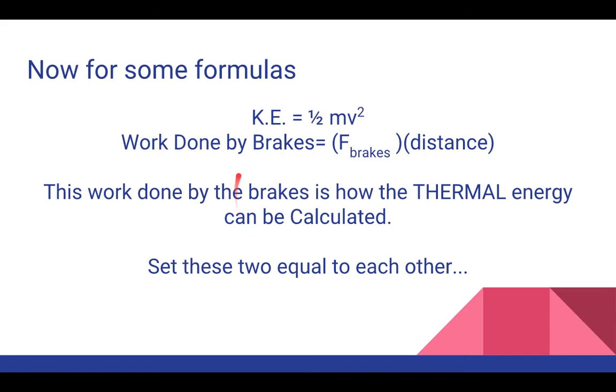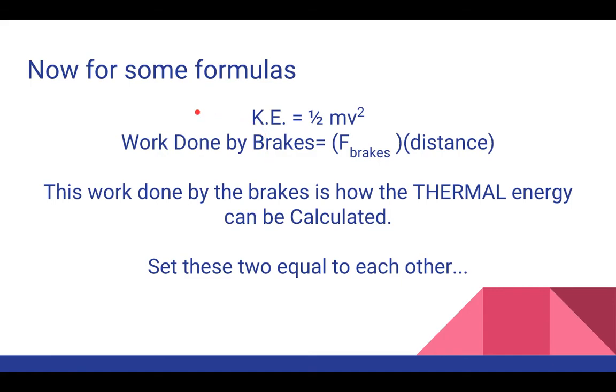So now we have a little bit of formulas to look at. So our kinetic energy formula, we know it. The work formula is force times distance. So I just gave it a little bit more explanation for clarity. We're talking work done by the brakes is going to be the force of the brakes times the distance over which the brakes are applied. And this is going to be our skidding distance. So this is how that thermal energy gets transformed.